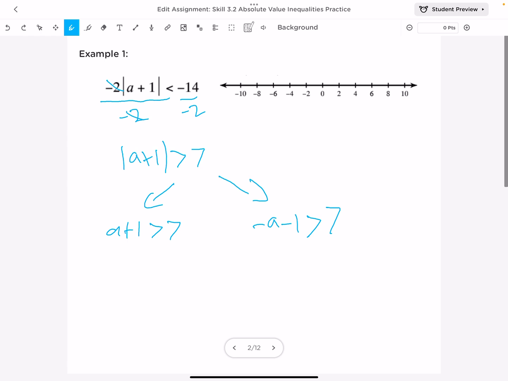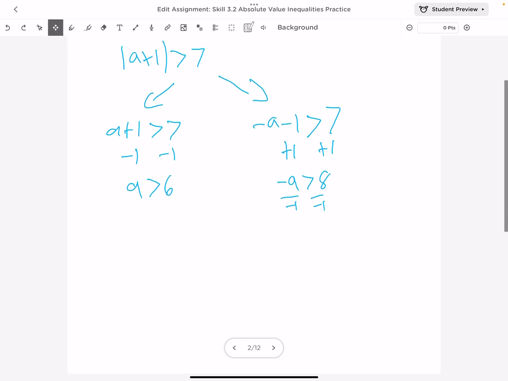And then we just solve it like any other inequality. Minus 1, minus 1. And I have a is greater than 6. Here I would do plus 1. I have negative a is greater than 8, but then I need to divide by -1 or multiply by -1. Doesn't really matter. All right. Now, once again, I need to flip my sign whenever I divide. And a common mistake I see is people forget to write this as -8. That is, a is less than -8.